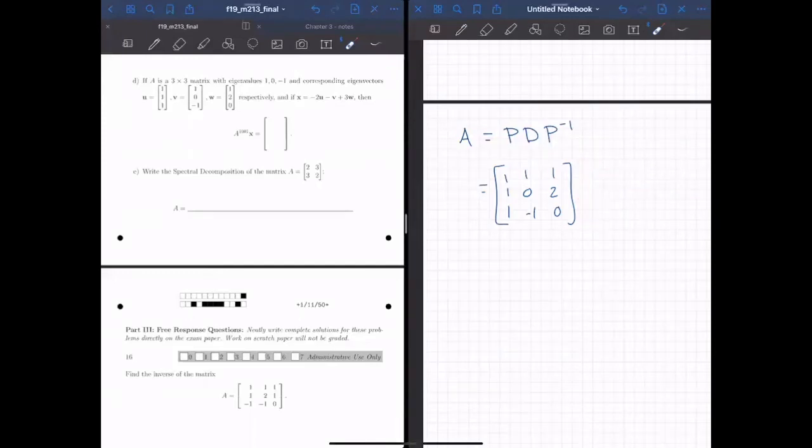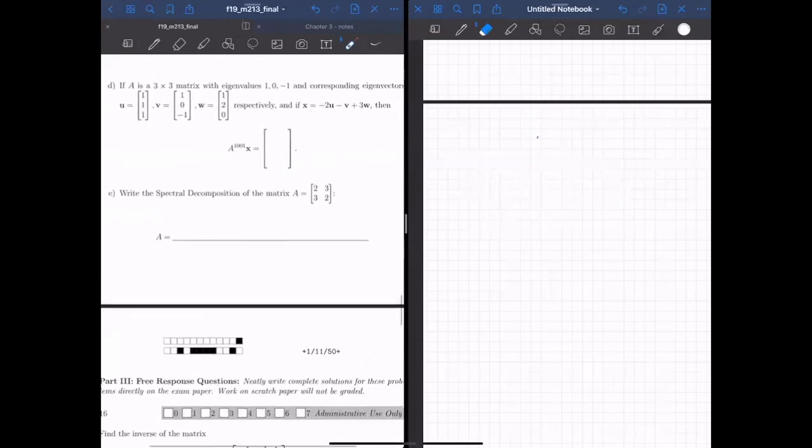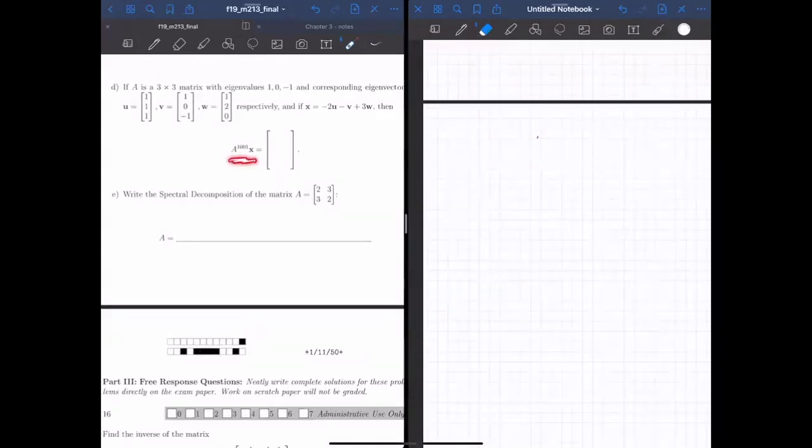But in this case, we don't actually need to know what A is, because this is taking some ridiculously high power of A and multiplying it by a vector. Obviously, you're not going to sit down and multiply A times A times A times A 1,001 times. There's got to be some shortcut here. And the shortcut is the following, okay?